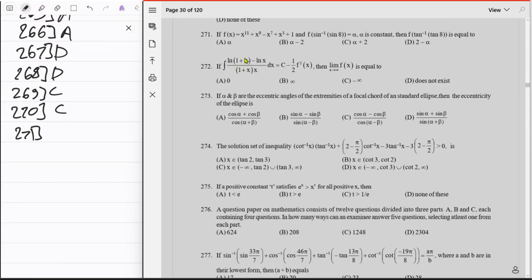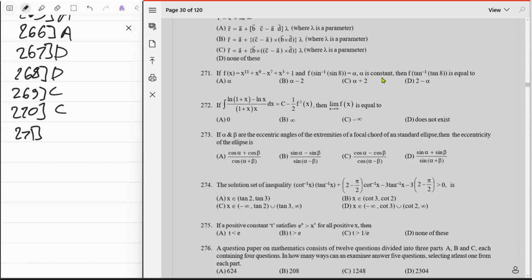Okay, if f(x) is equal to this thing, x power 11 plus x power 9 minus x power whatever, and f of sine inverse of sine of 8 is equal to alpha, alpha is a constant, then f of tan inverse of tan of 8 is equal to, okay, let's see. This whole part is odd and this is plus 1. Sine of 8, 8 is bigger than 6 point something, and then it's plus 1 point something, that's like 7 point something.